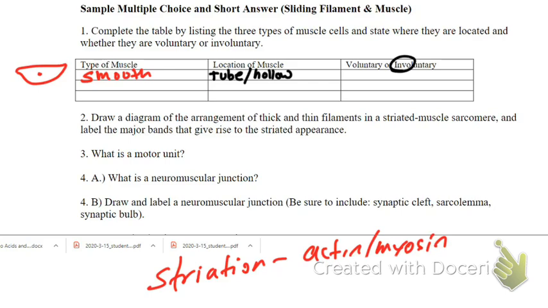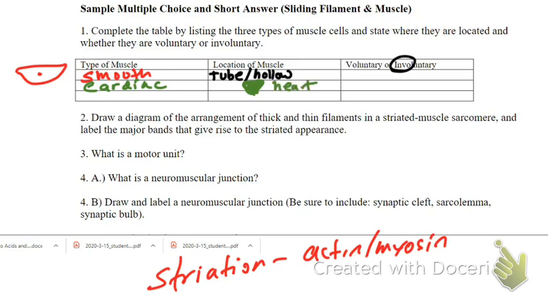Okay, the next type of muscle we're going to look at, right, is cardiac, and we'll take a good look at that after break, as we begin to look at blood pressure, and obviously it's located in the heart. It's the only place we find it. That's why it's called cardiac. It's supposed to be heart.